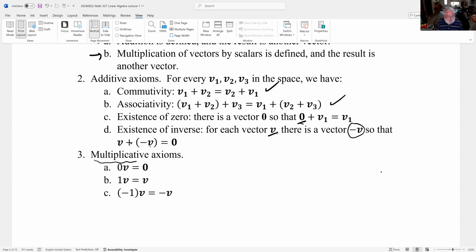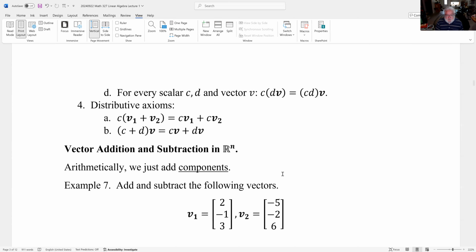We can multiply by scalars. The number 0 times a vector gives you the vector 0. The number 1 times a vector just gives you back that vector. Minus 1 times v gives you the additive inverse. So everything that you know about addition and multiplication pretty much follows through.